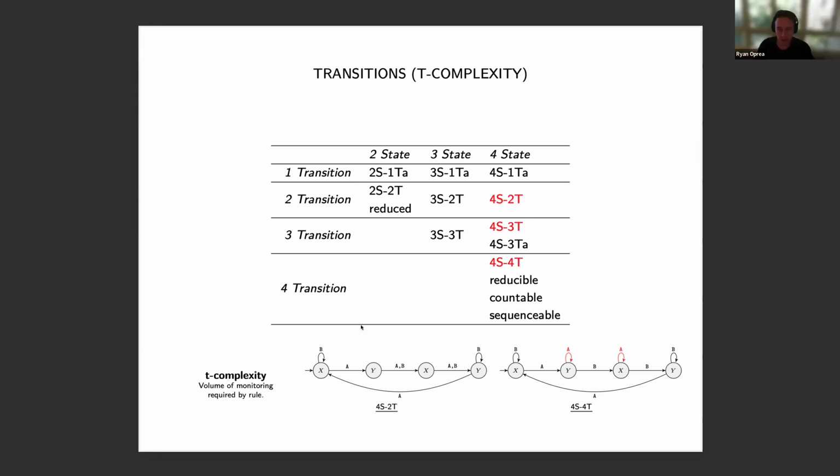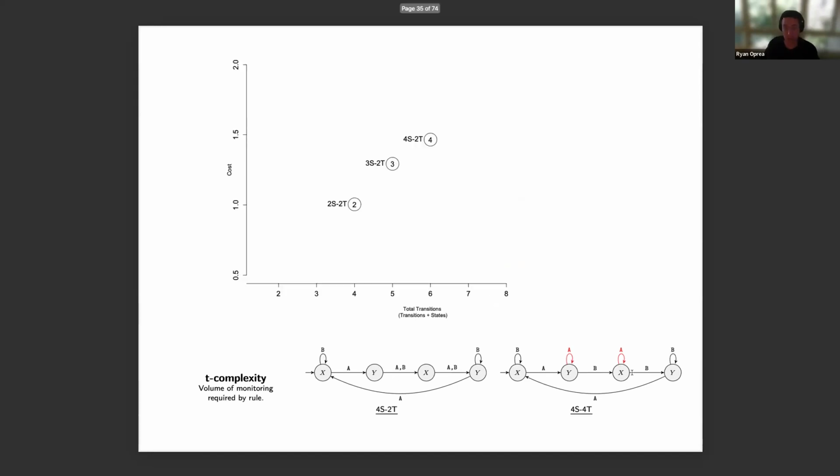This rule, 4s2t, contains two transitions in excess of the number of states. This rule, 4s4t, contains four transitions in excess of the number of states. And we can do basically the same thing. Here's the data I already showed you. And here are the rules that were designed to measure transition costs.